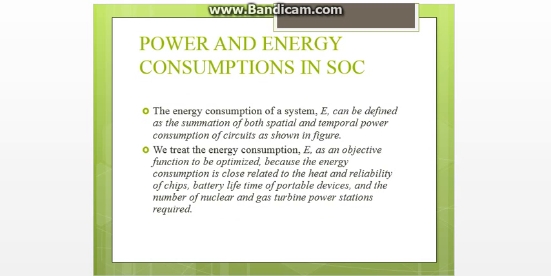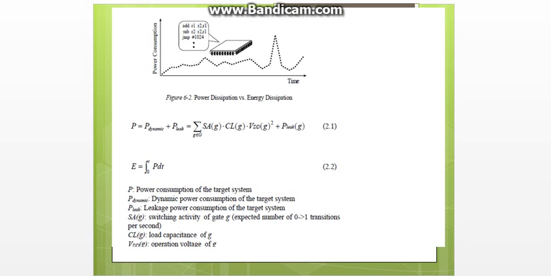Now, the next topic is power and energy consumption in SOC. The energy consumption of a system E can be defined as the summation of both spatial and temporal power consumption of the circuit. As the equation shows, total power is equal to dynamic power plus leakage power. Energy is the integration of the power, where P is the power consumption of the target system, P dynamic is the dynamic power consumption of the target system, P leakage is the leakage power consumption of the target system, and the other factors are switching activity, load capacitance, and operation voltage, where T is the execution time of an application program.